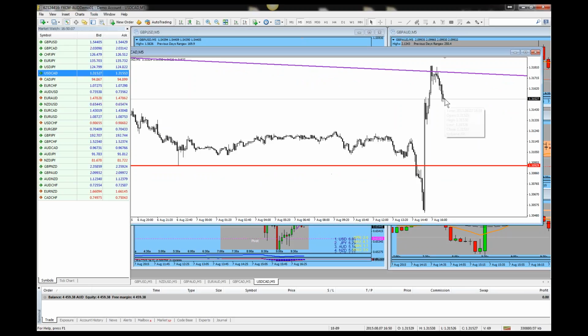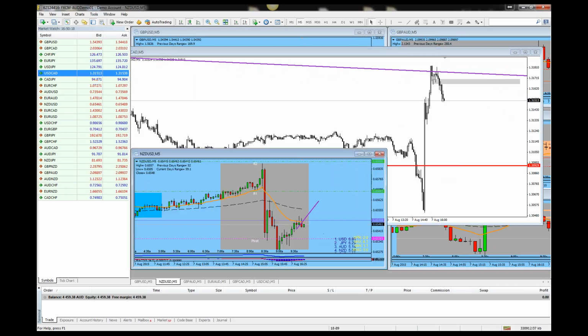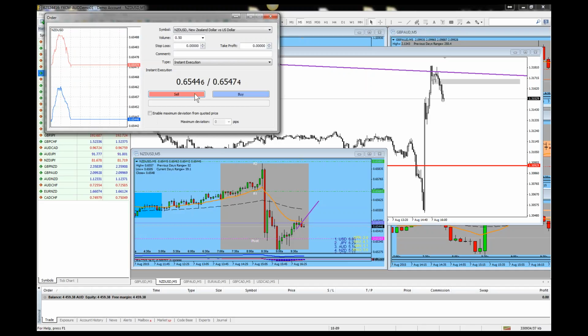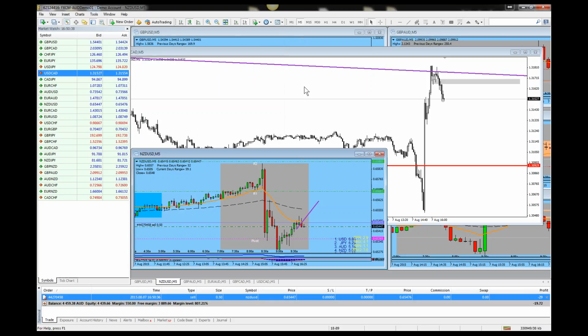All right, if we get a pullback here, the pullback should stop right up in this general area. We got a bunch of little wicks there. Okay, we got a possible trigger here on this short on New Zealand dollar. 3 pip spread. I'll leave it at a half a lot. See if we get a couple of pips before the news cracks.